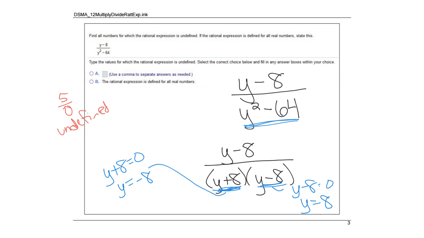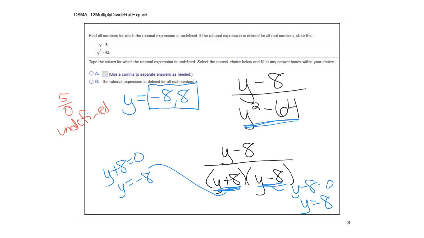And so the two values that would cause this expression to be undefined would be either negative 8 or positive 8. So these are our restrictions. These are two numbers that we cannot use for this problem. And what we're going to find in the next week or two is these are actually going to be what we call vertical asymptotes. But for now, this is the answer.